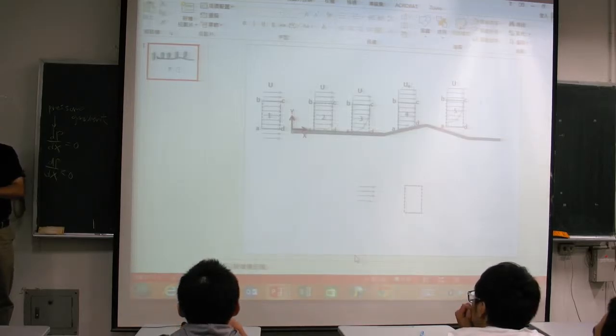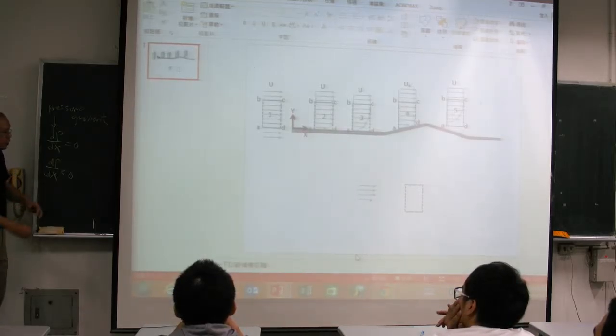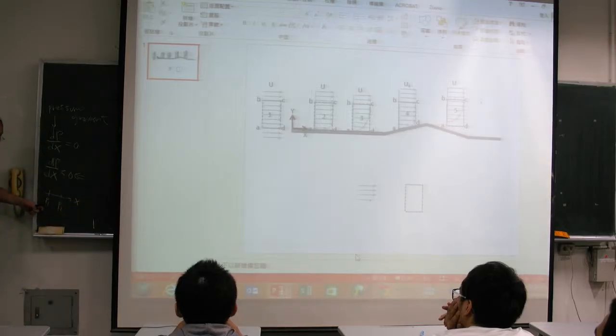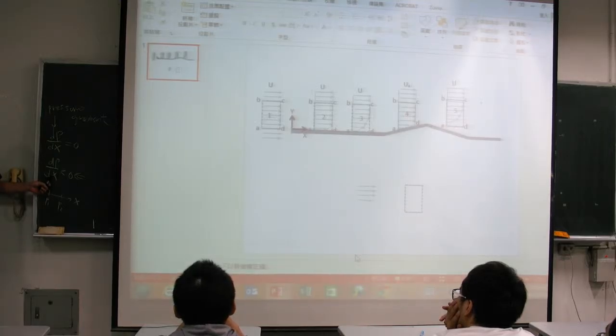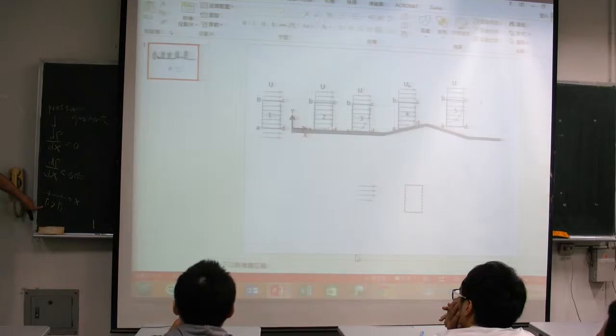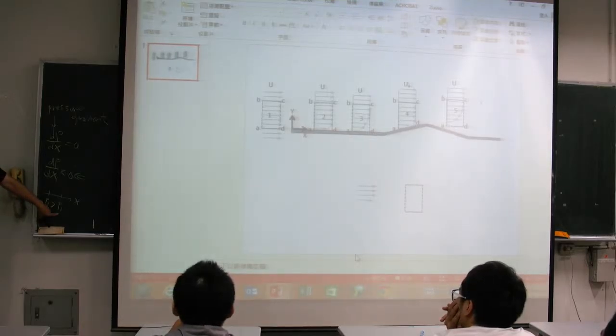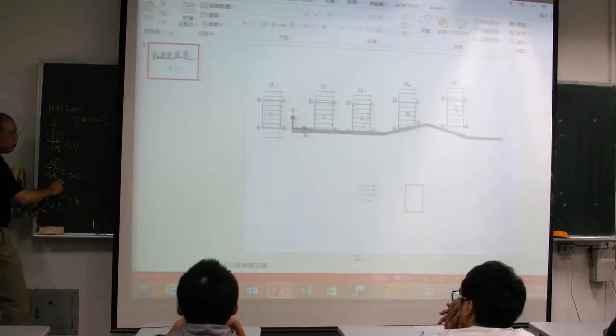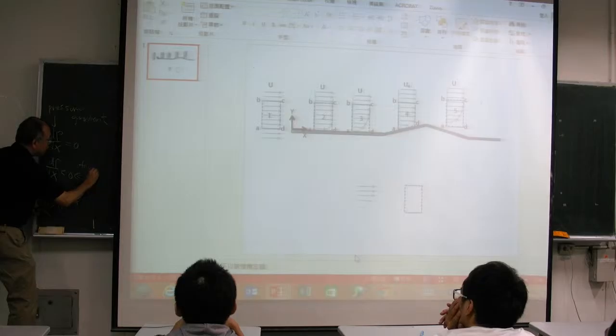Okay? So we call this what? P1, P2, which one is greater for this condition? Which is bigger? P1, right? That means upstream pressure is higher than downstream pressure. So for this kind of pressure, we call it the favorable pressure gradient.